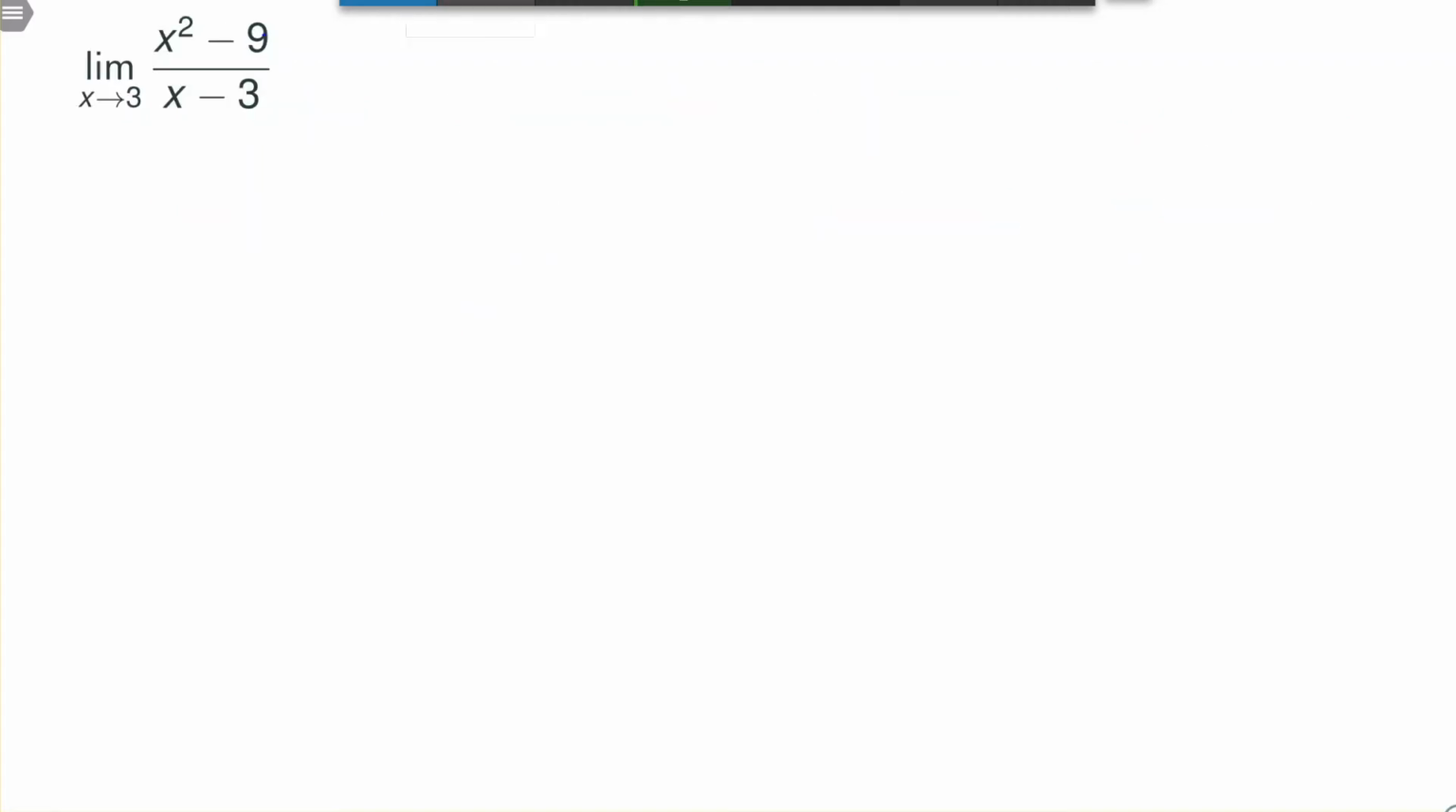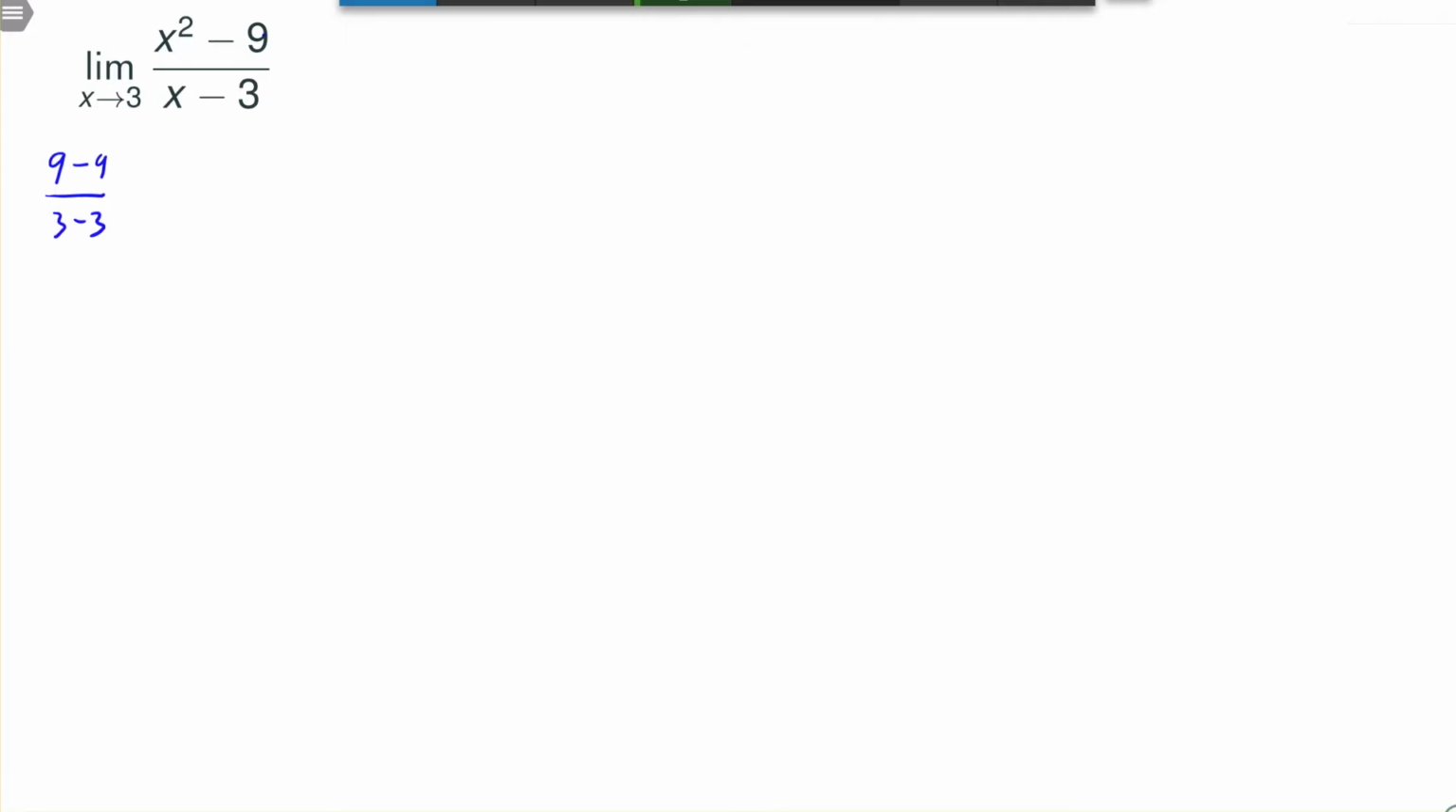Evaluate the limit as x approaches 3 of the function x squared minus 9 over x minus 3. So here, if we try to plug the 3 in, let me write on the side here, we get 9 minus 9 over 3 minus 3, which is 0 over 0. So it's undefined. The denominator is 0 and the numerator is also 0.